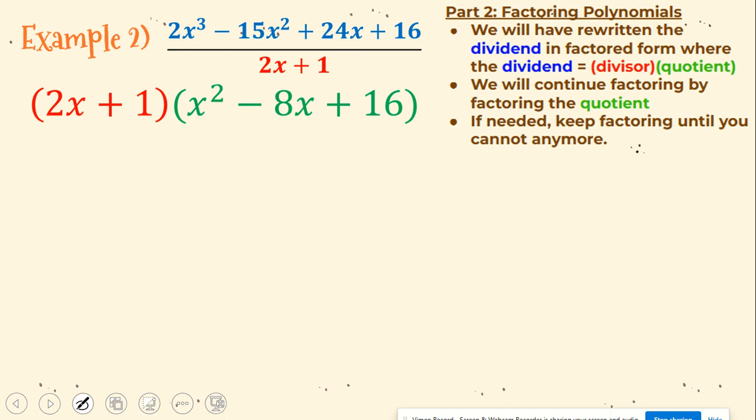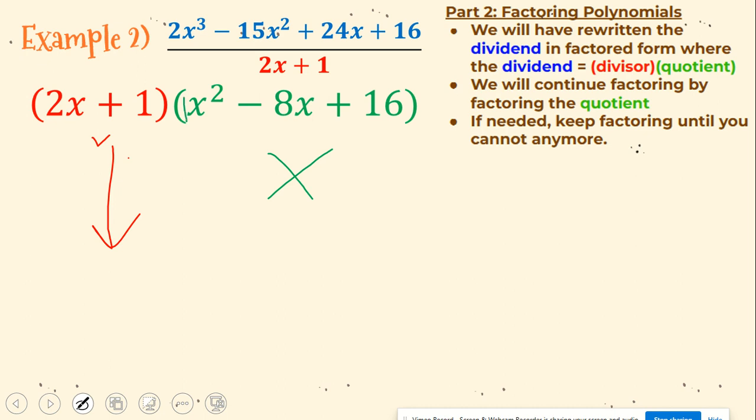Notice that my first factor, 2x plus 1, is just 1x. That means we're good to go. But now we need to factor the quotient, x squared minus 8x plus 16. So we have to go back and think about all the strategies we have. Is there a greatest common factor here? No, there's not. Is this a difference of squares? No, it's not. Is it a sum or difference of cubes? No, it is not. Can I use factor by grouping here? No, I cannot because it doesn't have 4 pieces. Do I need to use X box or X here? Yes, I can. I ask myself, what multiplies?